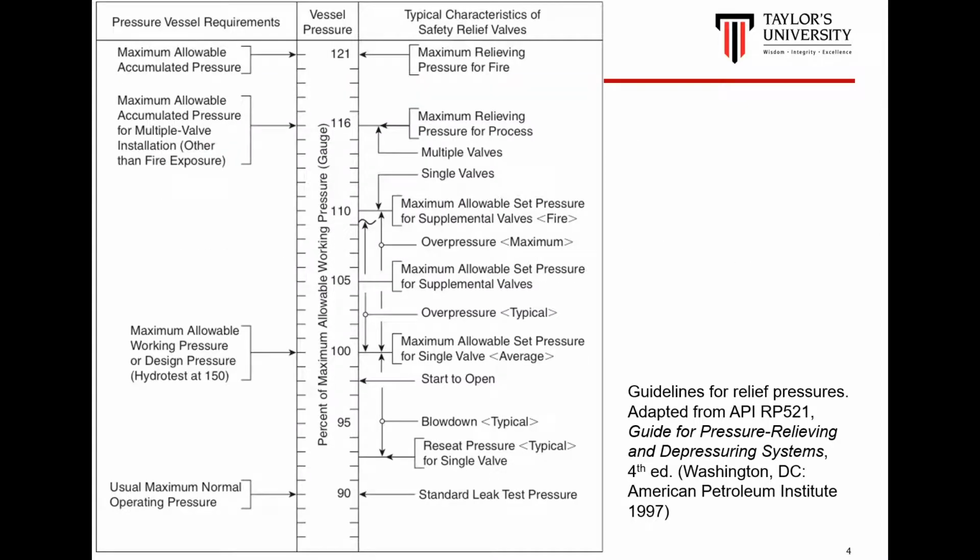Okay, let's take a look at this chart here. You can see this is where, just now when I said, we have our normal operating pressure or maximum normal operating pressure. And then we have the maximum allowable working pressure in here. You can see the percentage or the gauge is way higher. And then the maximum allowable accumulated pressure is here, for multiple valve installations other than fire exposure, or sometimes we may even have a higher value in here. So basically this is for us to know what the pressures are that we talked about earlier.